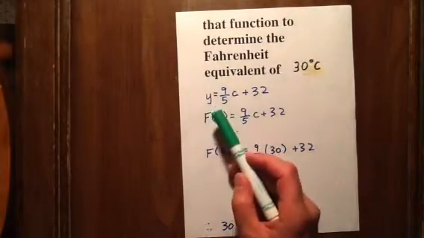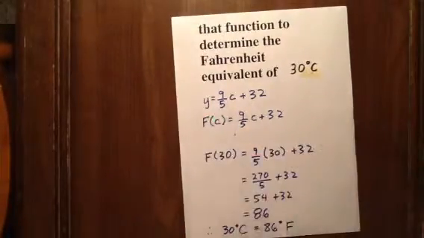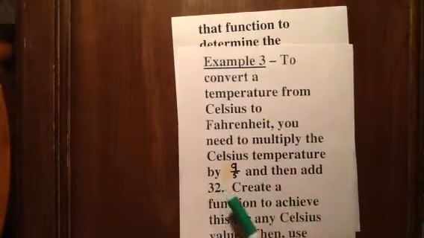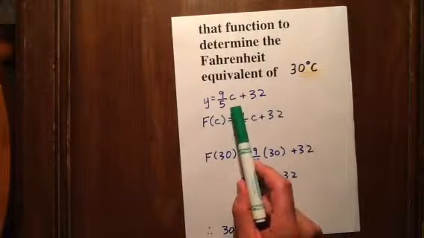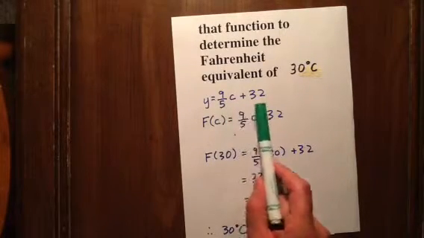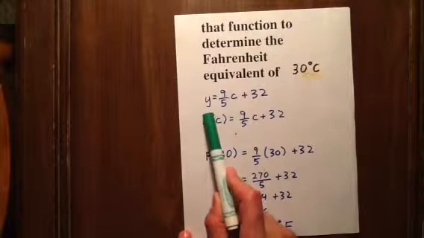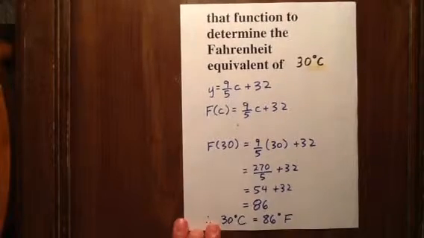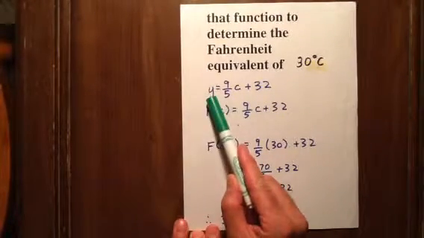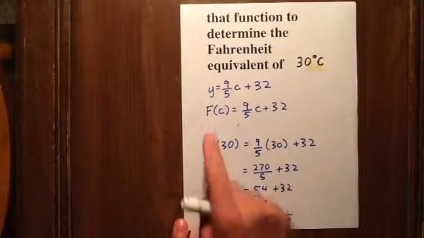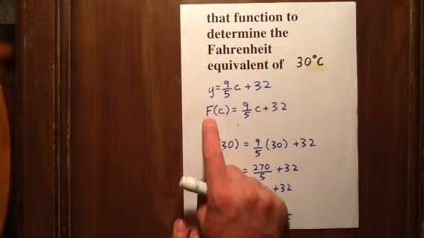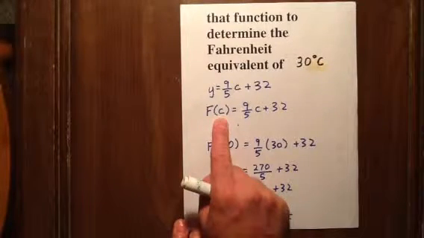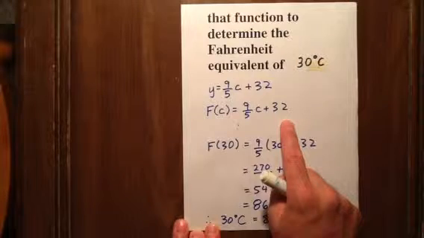Well, using a little bit of grade 9 principles, we know that if we're going to multiply the Celsius temperature by 9/5 and then add 32, what we're really doing is multiplying the Celsius temperature by 9/5 and adding 32. So we're saying that y is 9/5 c plus 32. And we might say, well, what is y in this case? And you would say, well, y is the Fahrenheit temperature. So using function notation, we can literally call it that. The Fahrenheit temperature in terms of the Celsius temperature is 9/5 c plus 32.